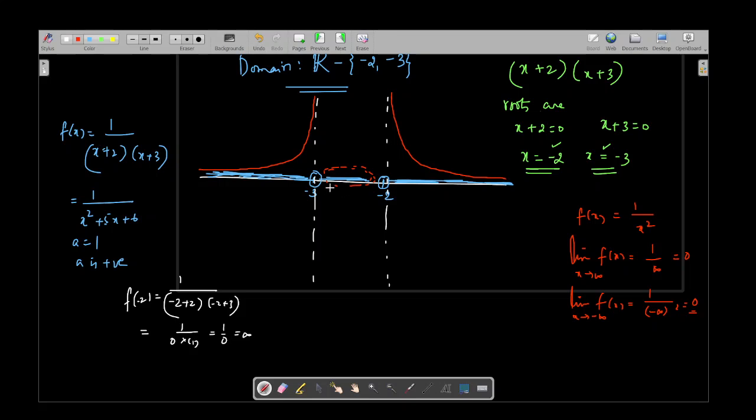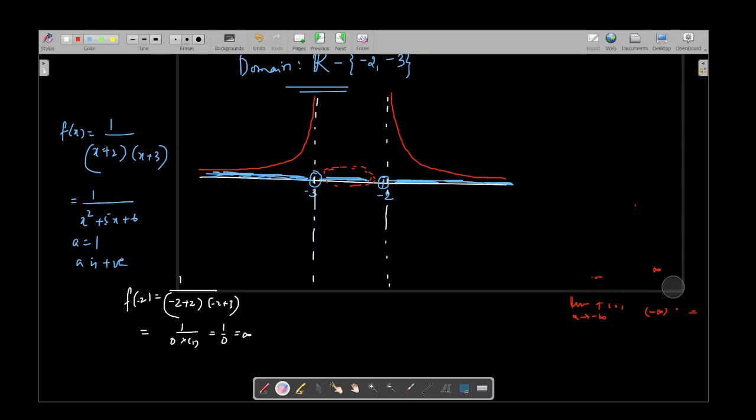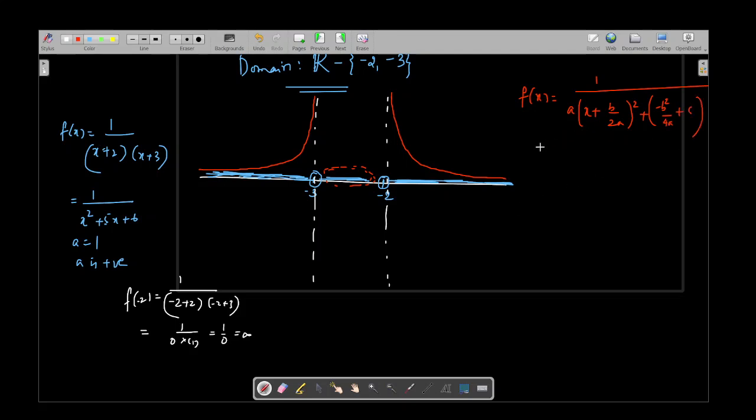So what is the value at this point between minus 3 and minus 2? To find that, we have to find the range of the function, and to find that we need to apply the completing square method. If you apply the completing square method to any quadratic function, you will get the form a into (x plus b by 2a) whole square plus (minus b square by 4a plus c).